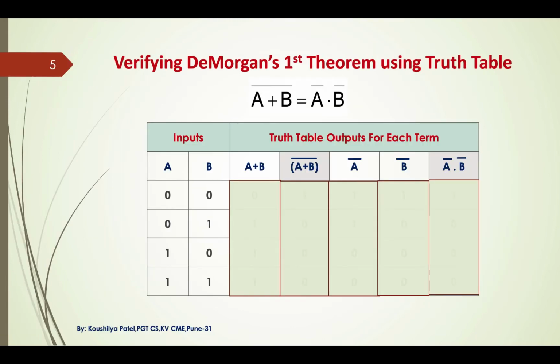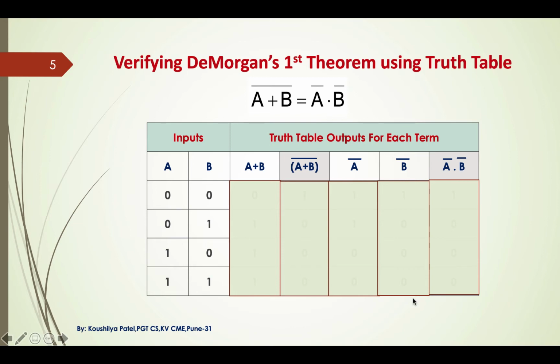Let's verify De Morgan's first theorem using a truth table, where the first theorem states (A plus B) whole complement equals A complement times B complement. Since we have two input variables A and B, there will be 2 raised to 2, that is 4 combinations. So we will have the combinations 0 0, 0 1, 1 0, 1 1. We will find (A plus B) whole complement, then A complement, B complement, and lastly A complement into B complement.